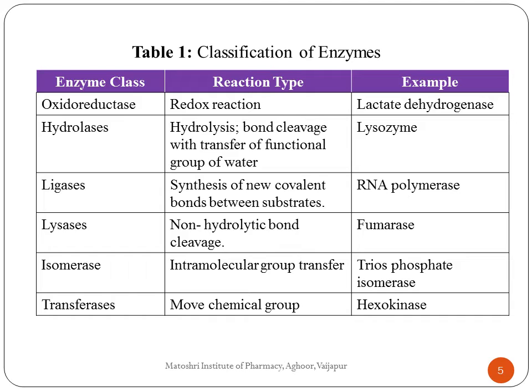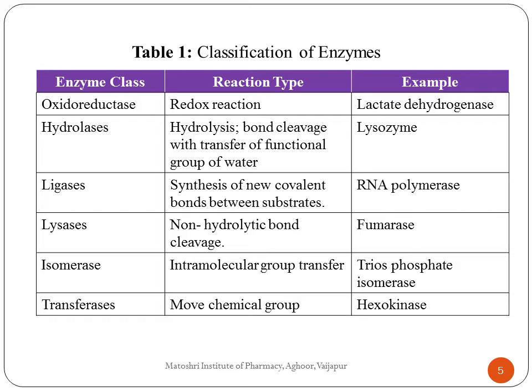So the first class is oxidoreductase enzyme. This type of enzyme catalyzes oxidation and reduction reactions. Example is lactate dehydrogenase. The second type is hydrolase enzyme. As the name indicates, they help in the catalysis of hydrolysis reactions. They are also involved in bond cleavage with transfer of functional group to water, and the example is lysozyme.